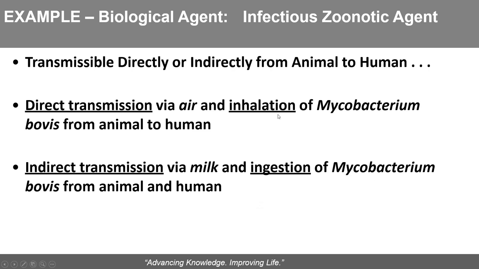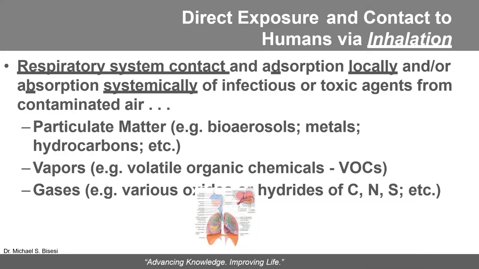So inhalation mode, respiratory system; ingestion mode, gastrointestinal system; direct transmission, indirect transmission. Looking at a few more examples, and I won't go through them all, but just to continue the discussion. Direct exposure and contact to humans by inhalation, certainly the respiratory system, and can result in systemic effects. And these are the categories we look at: particulate matter, vapors, and gases.